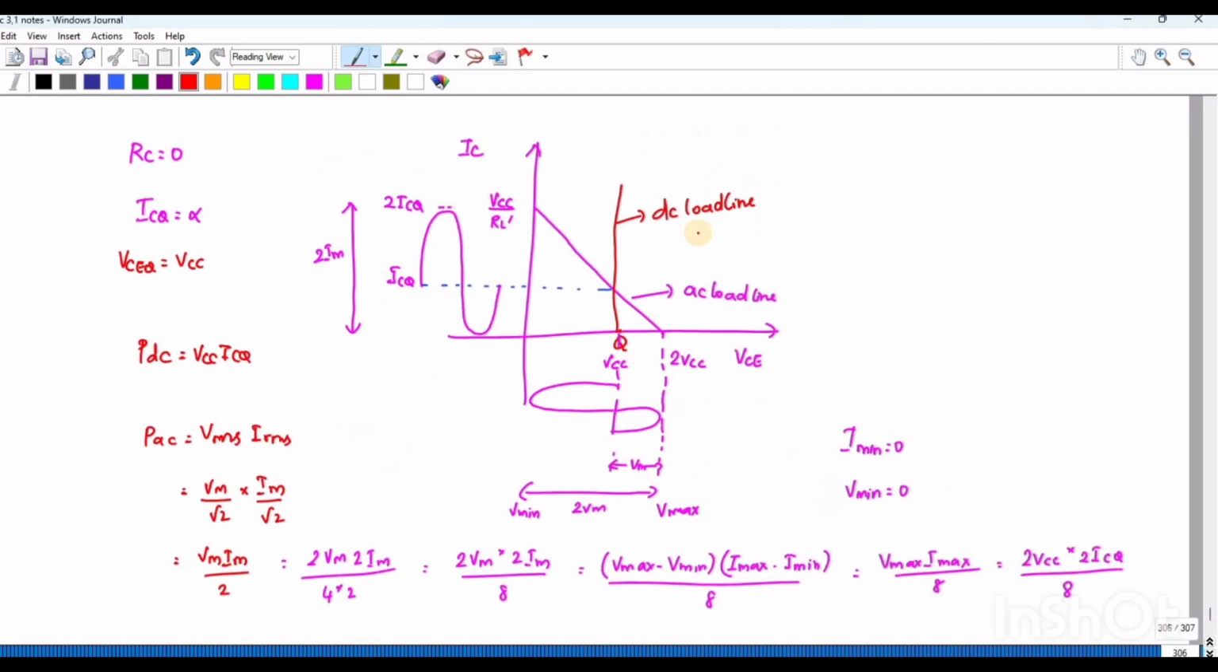So you can see this VCQ of AC is nothing but VCQ of DC plus ICQ by RL bar. This value we already know is VCC, and this value is also VCC. Therefore this point is 2 VCC.